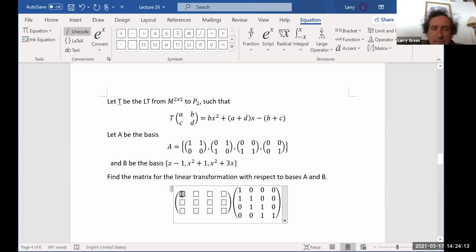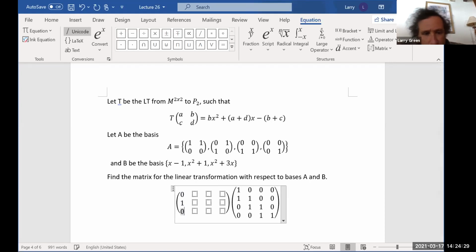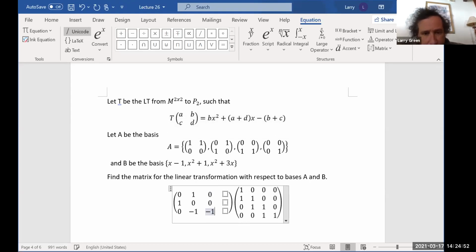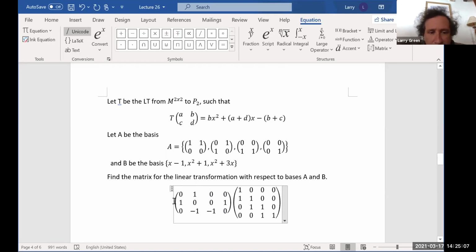Now I read it. And if we just say A is 1 and the rest are 0, you get 0, 1, 0. Then if B is 1 and the rest are 0, you get 1, 0, negative 1. And then if C is 1 and the rest are 0, you get 0, 0, negative 1. And then if D is 1 and the rest are 0, you get 0, 1, 0. Any questions on that?